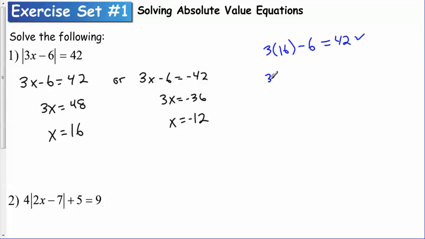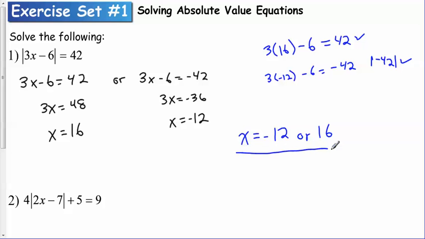I have 3 times negative 12, which is negative 36, minus 6 is negative 42. Well, is the absolute value of negative 42 equal to 42? Yes, it is. So both of these work out. So x equals negative 12 or 16.